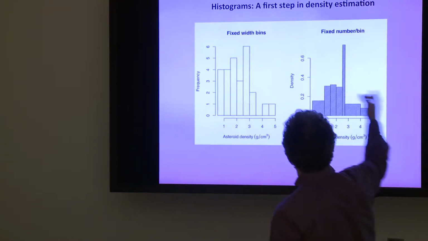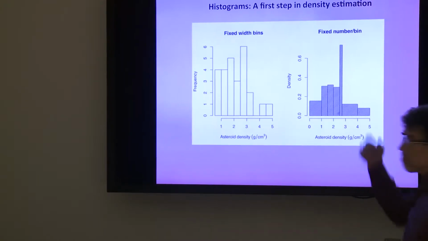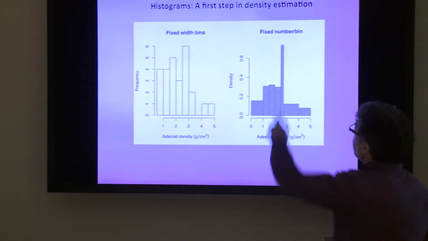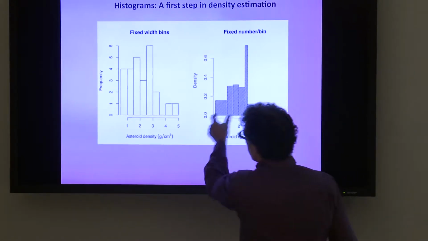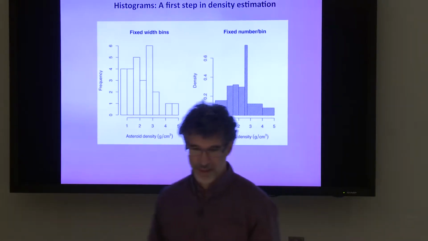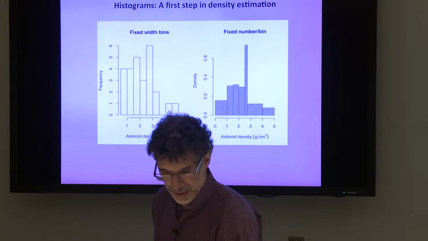By the way, it's perfectly nice to visualize things. But here's another binning algorithm. This one has a fixed number of asteroids in the bins instead of equally spaced bins. So how do you know which one to do? And the answer is you don't.